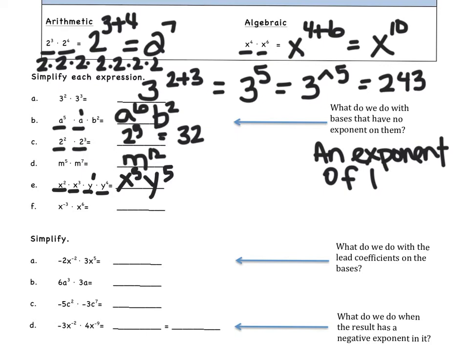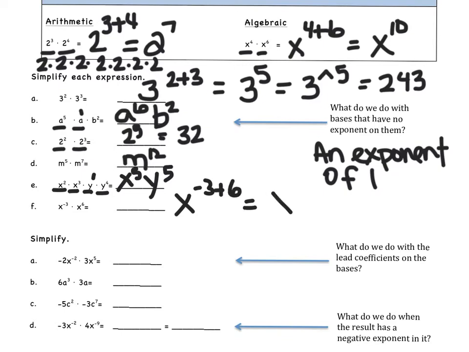In part F, we've got a negative exponent, but it doesn't change what we're going to do. As long as the bases are the same, we can add our exponents. So we get x is our base, and we're taking our negative 3 plus 6.